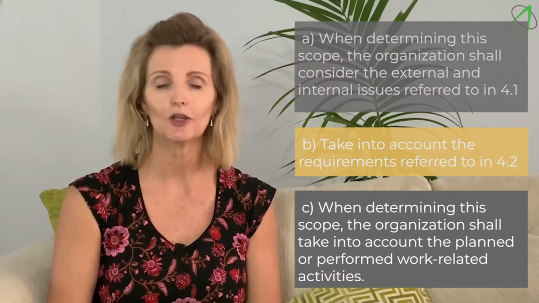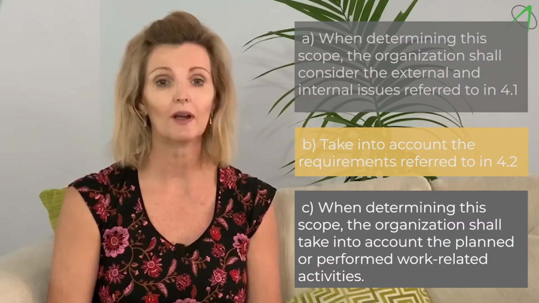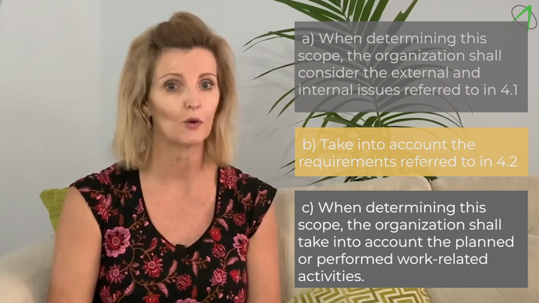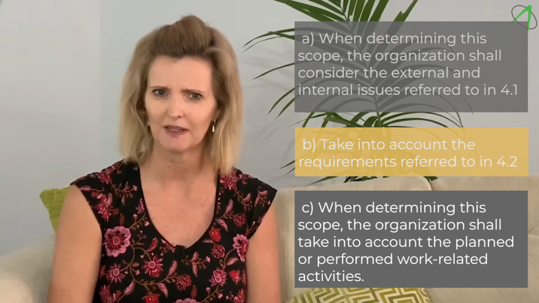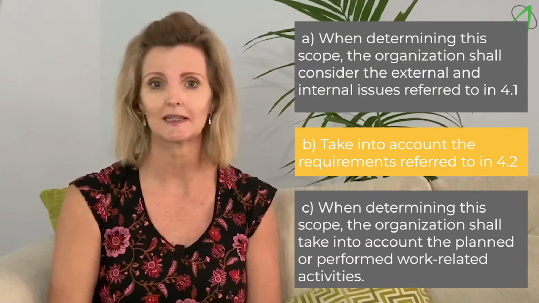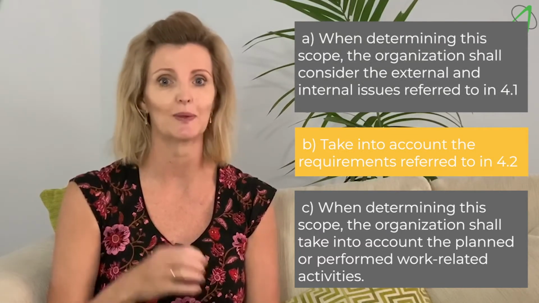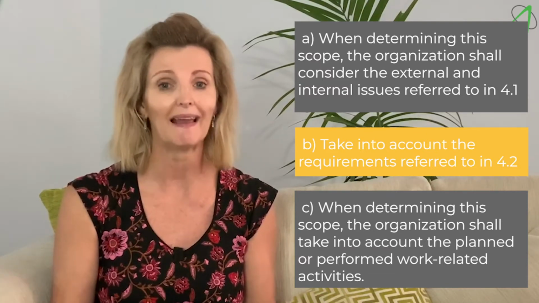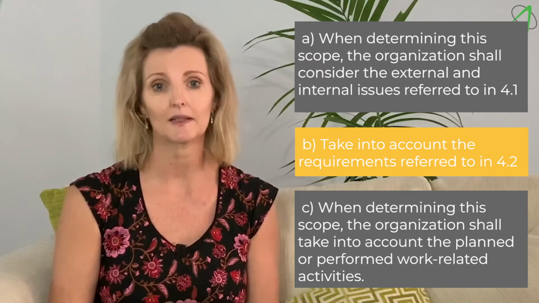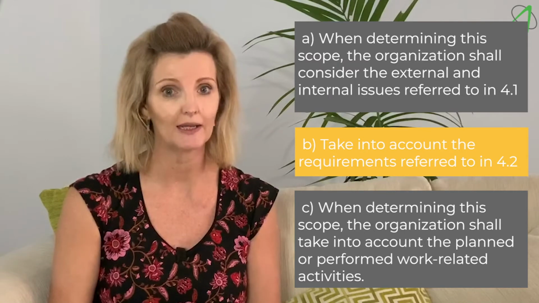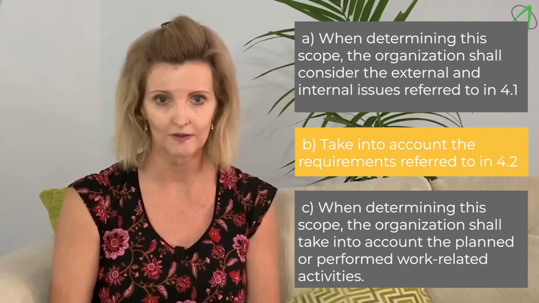And then finally, point C states that when determining this scope, the organisation shall take into account the planned or performed work-related activities. This is a great point. We need to not only consider what activities, products and services we currently offer or are conducting, but also what do we plan to do. This highlights that the scope of our management system can and should change as the business changes.